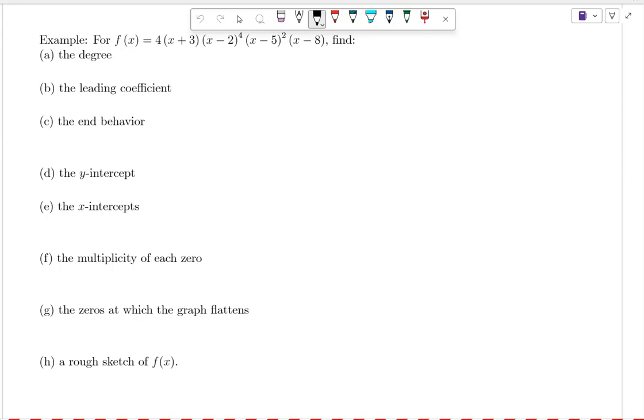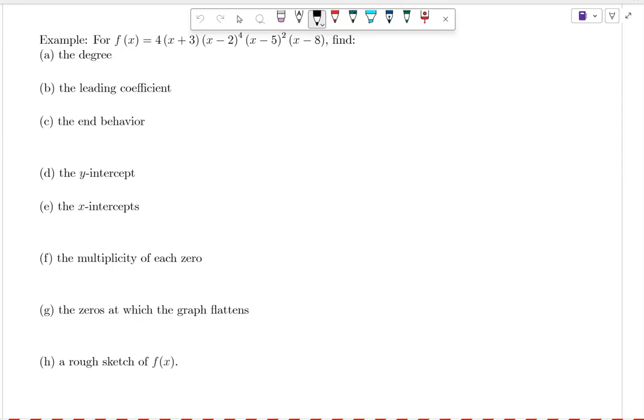Well, let's do one more example like what we talked about last time. We're given a polynomial here in factored form. And we're going to use the factored form for a lot of these things. But look at the polynomial, write down the important characteristics that we can determine from the polynomial, and then get a rough sketch. Okay?